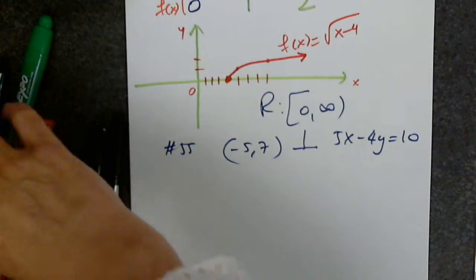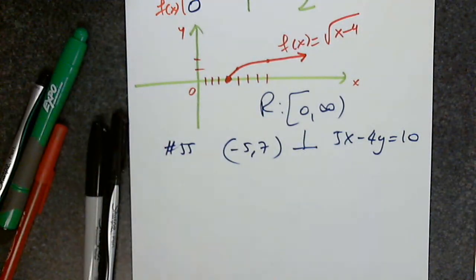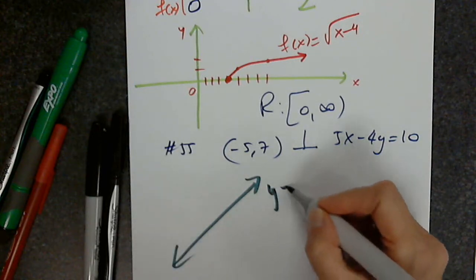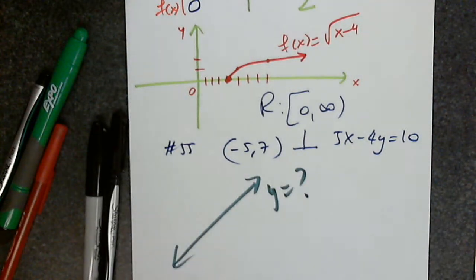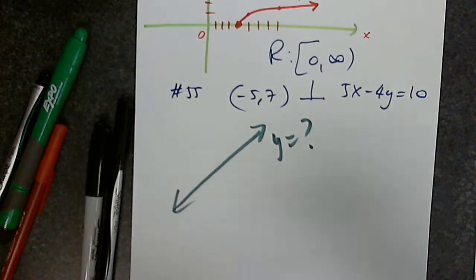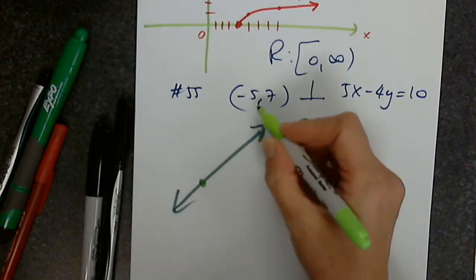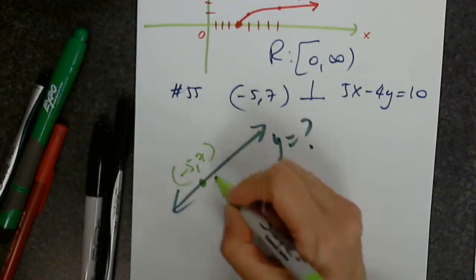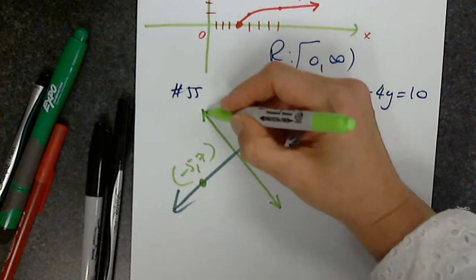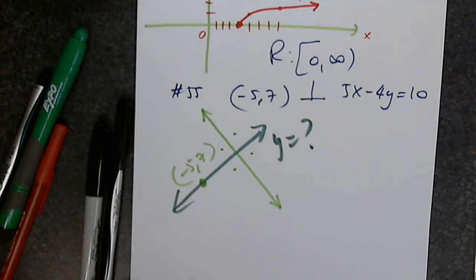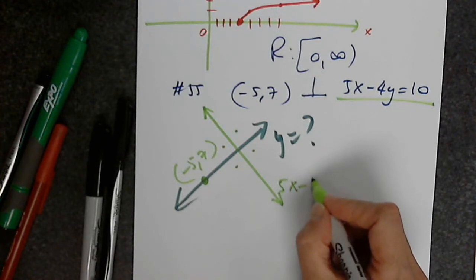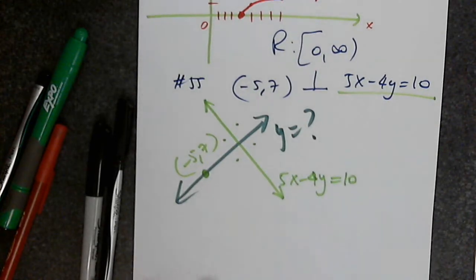So here's a scenario. I'm not really graphing the line, but here's a scenario. I want to determine the equation of this line, and I know two things about it. One thing is that it goes through this point, negative 5, 7. And the other thing is that it's perpendicular, 90-degree angles, to this line: 5x minus 4y equals 10.